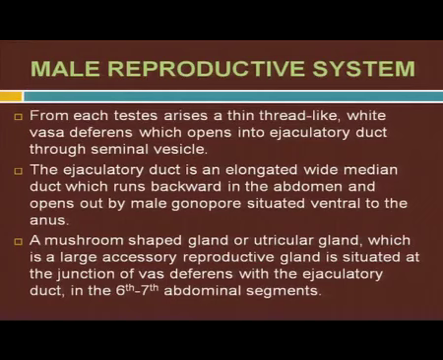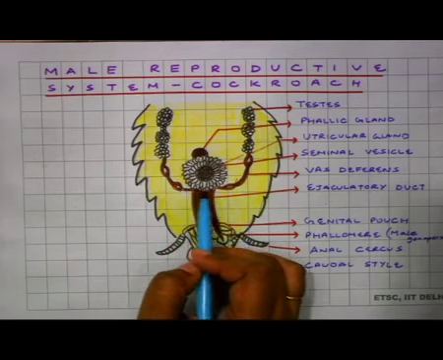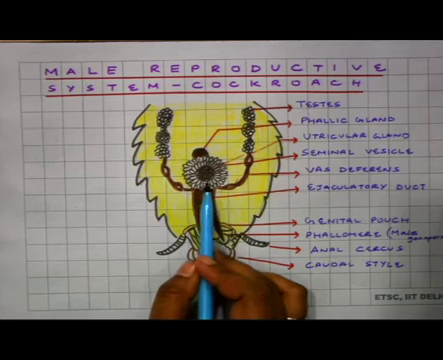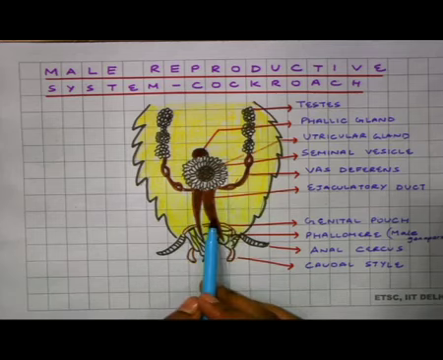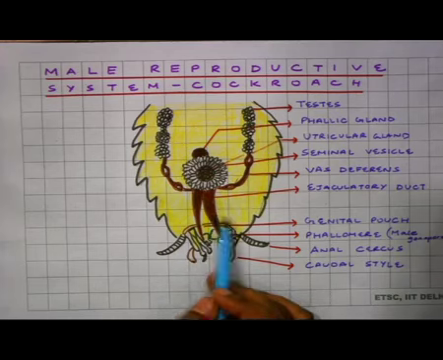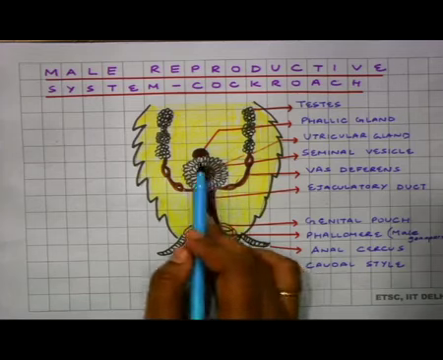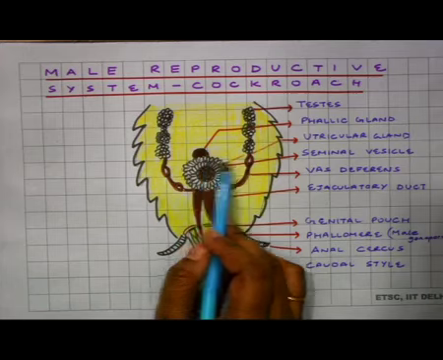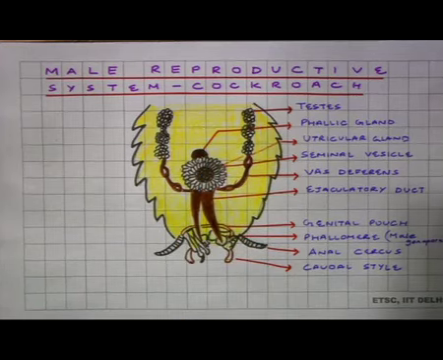A mushroom shaped or utricular gland, which is a large accessory reproductive gland, is situated at the junction of vas deferens and the ejaculatory duct, as you can see in this diagram, and the location is 6th to 7th abdominal segment. This mushroom shaped utricular gland is located in the 6th to 7th abdominal segments.